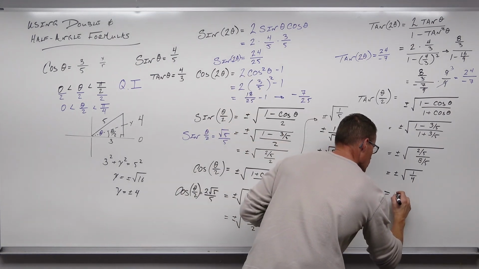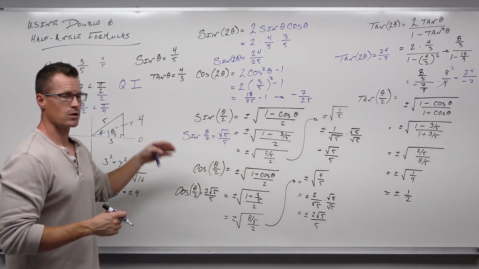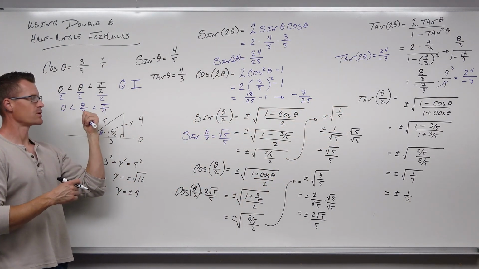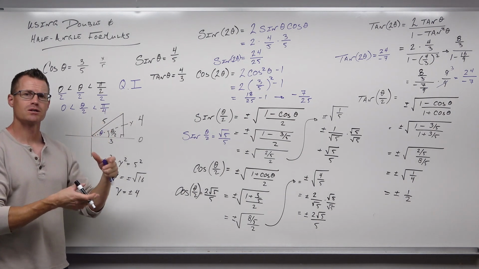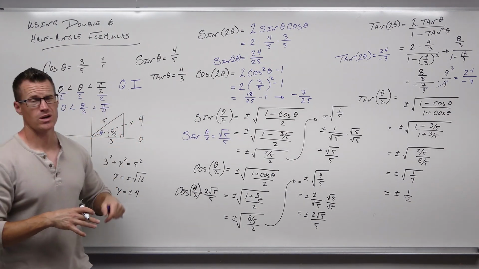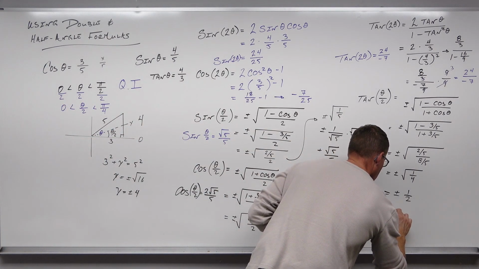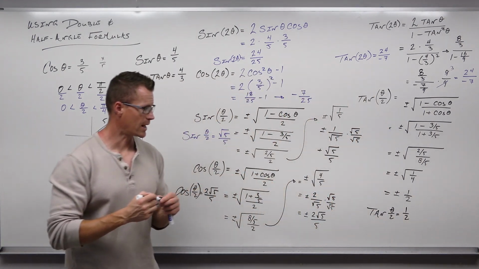Now it's up to us to determine which one of those we take. Do we take the positive or the negative? You look at your quadrant. Because theta over 2 is somewhere between 0 and pi over 4. That's what that says. It literally says that. 0 to pi over 4 is still in quadrant 1. Tangent's positive in quadrant 1. You want to take the positive version. So tangent of theta over 2 is 1/2.